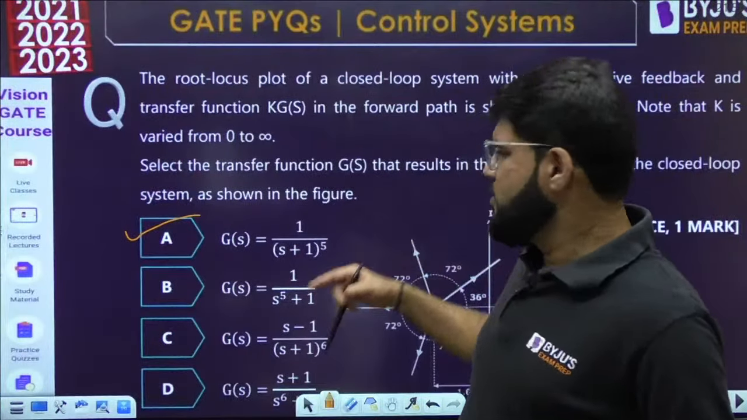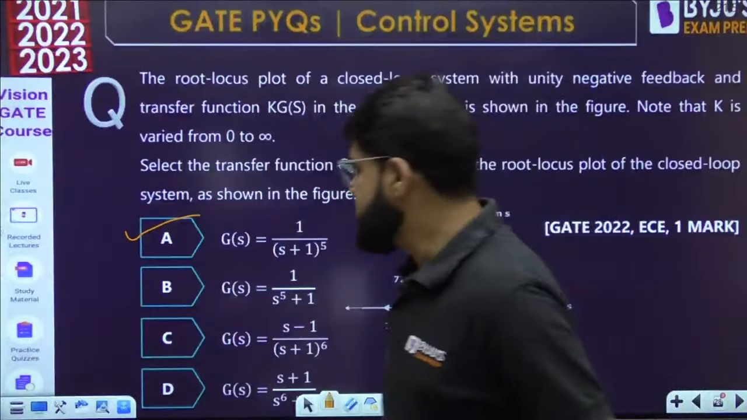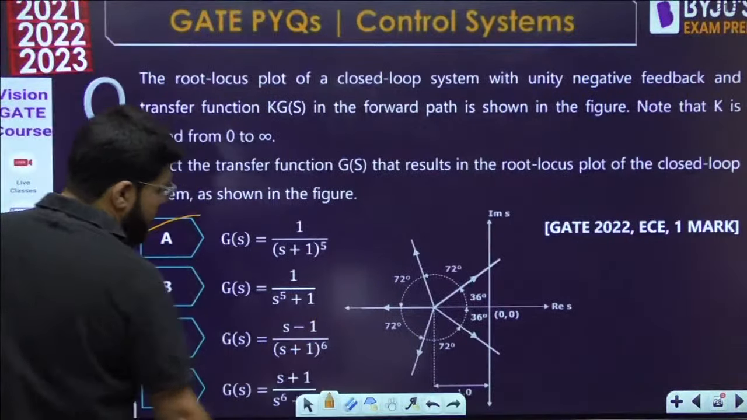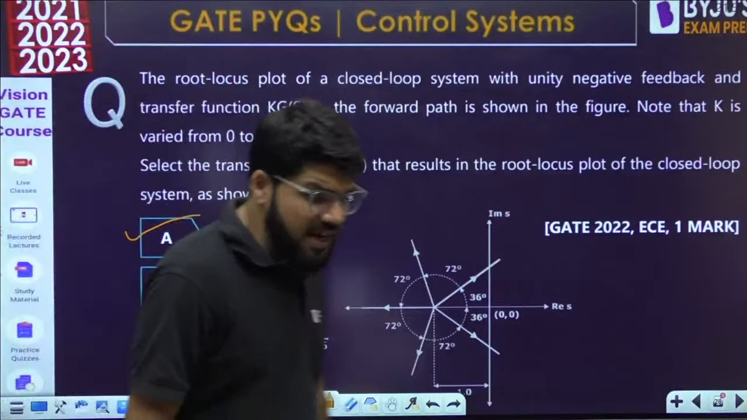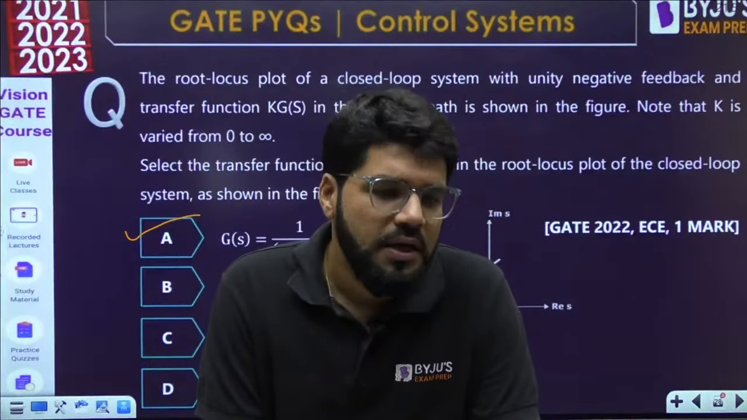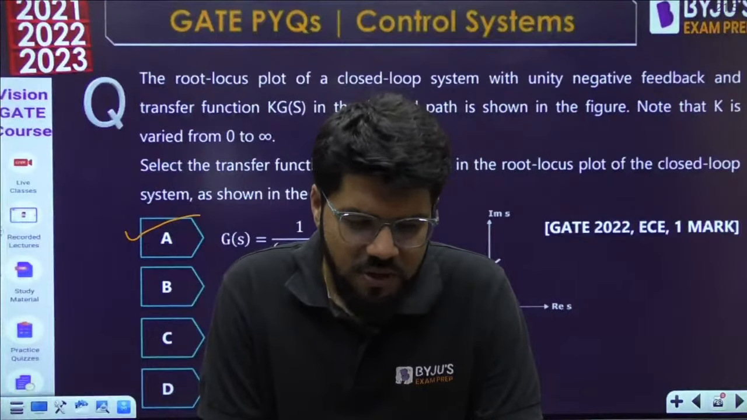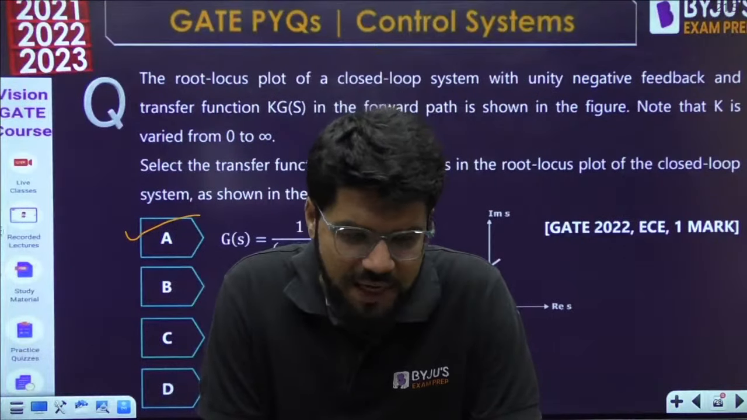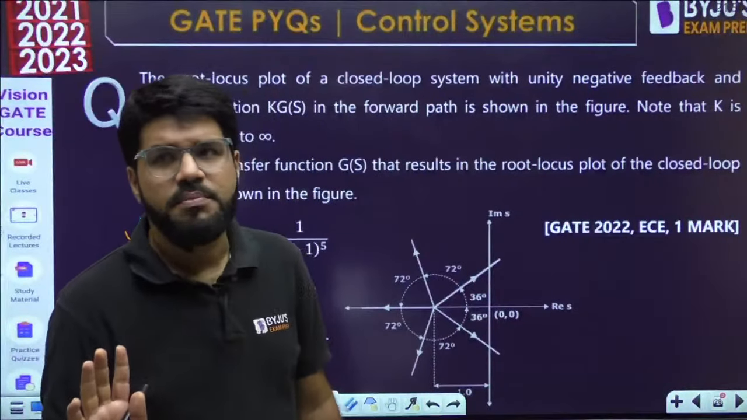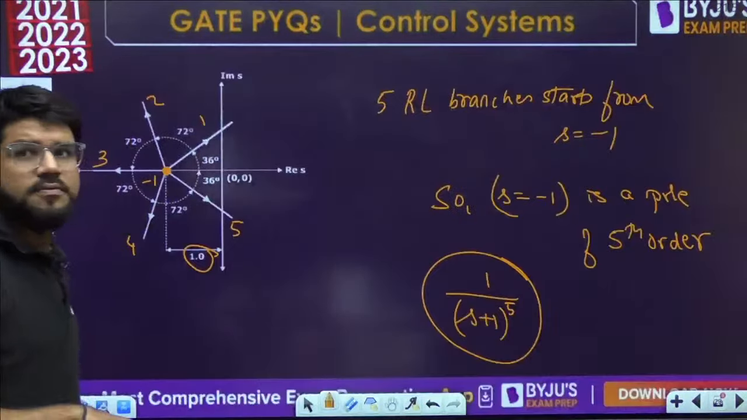All the branches are seen to go towards infinity, so that means there is no zero. There is no zero term here, because if there is a single zero, there should be at least one branch terminating at that zero, the rest going to infinity. So option number A. This was simple actually. If you know even the basic fundas of root locus, this is simple. Okay, next.